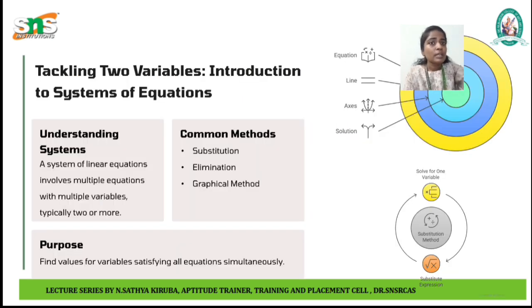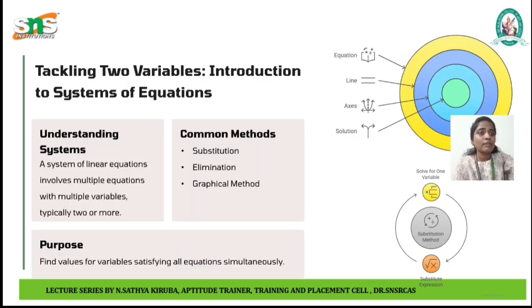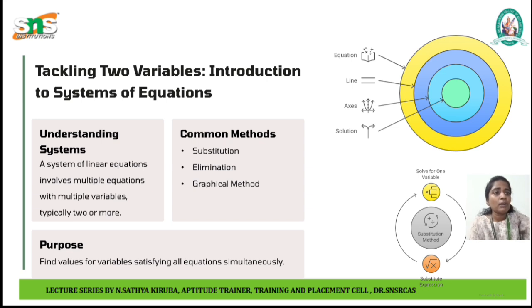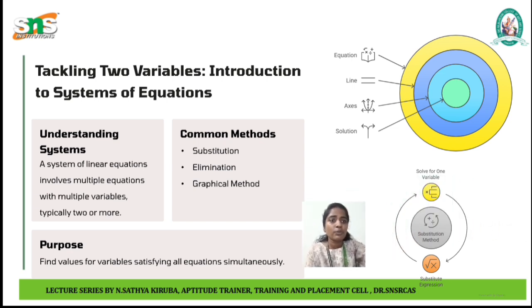Now, tackling two variables. I have explained a single variable so far. Suppose you get two variables x and y, what will you do? Understand the system: a system of linear equations involves multiple equations with multiple variables. Now how can you solve it? Using the substitution method, the elimination method, or the graphical method.